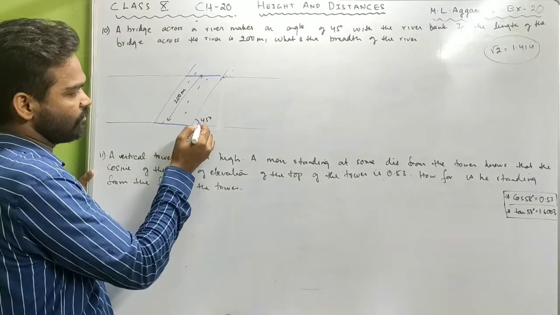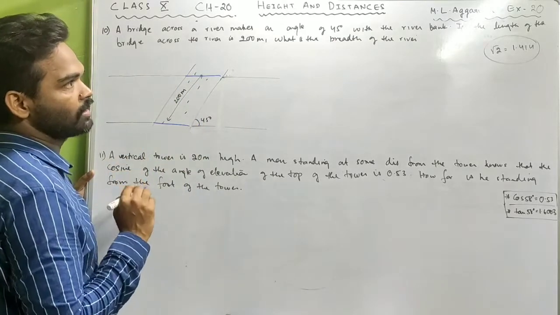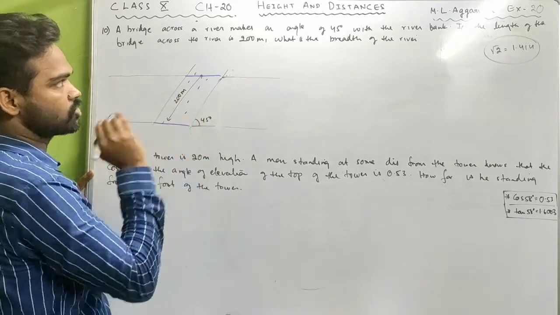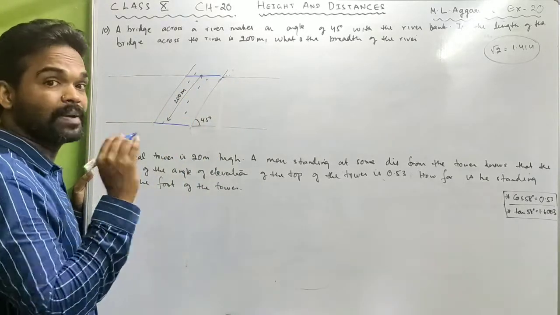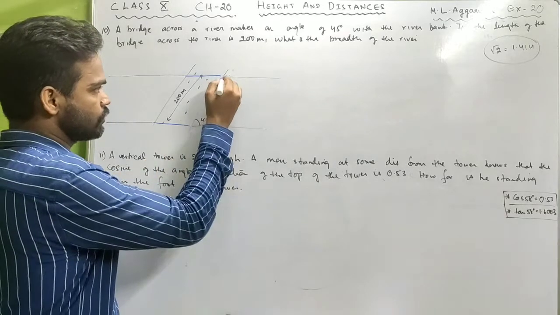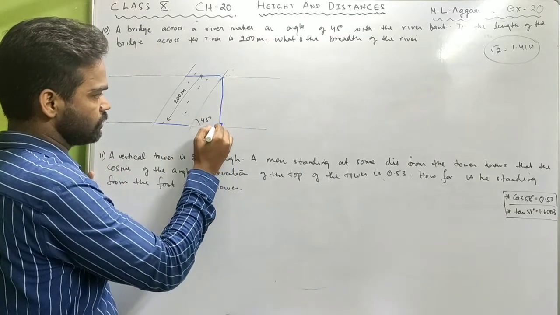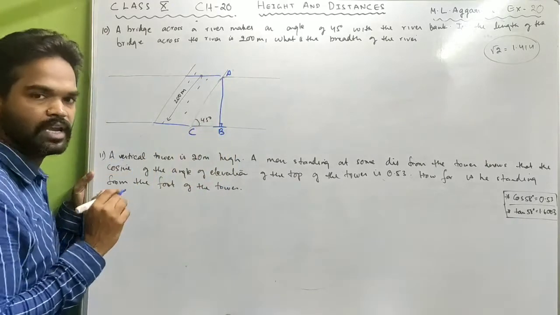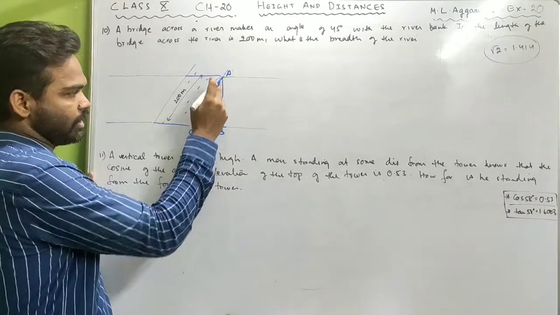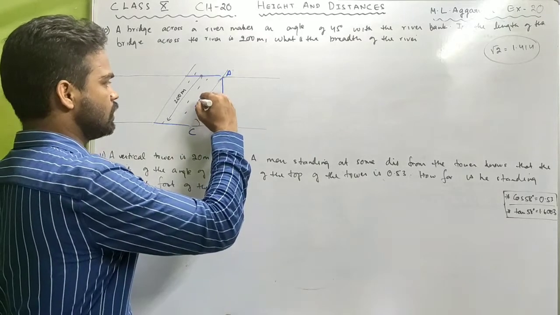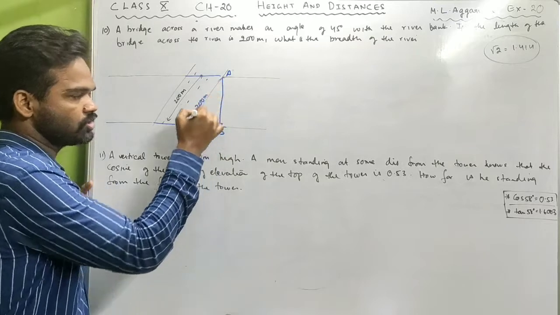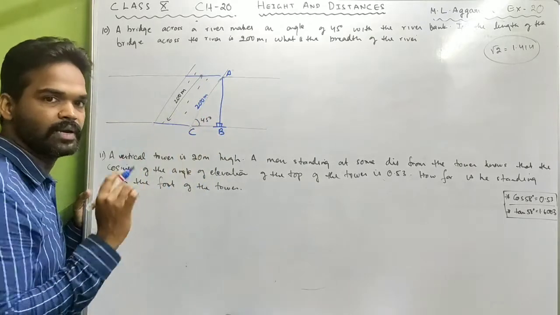Okay, this makes an angle of 45 degrees with the river bank. If the length of the bridge across the river is 200 meters, which means this length is 200 meters, what is the breadth of the river? So if you drop a perpendicular from here, then this becomes your breadth, isn't it? AB. And if you look carefully in triangle ABC, this AC is known, 200 meters, which means the hypotenuse is known, and they are asking the perpendicular.